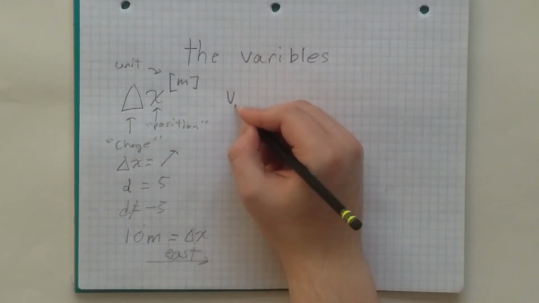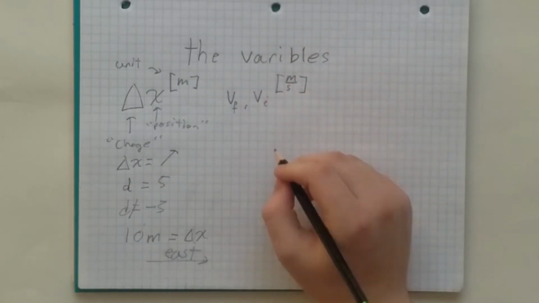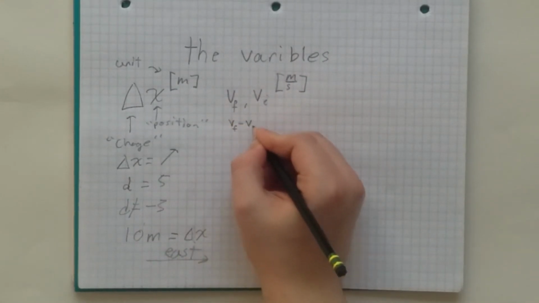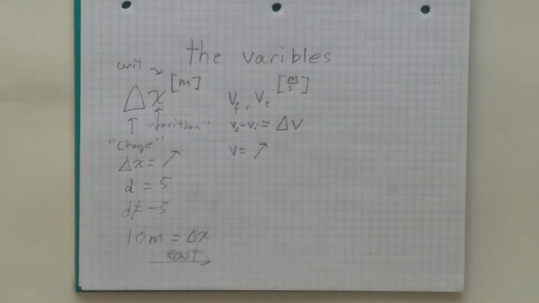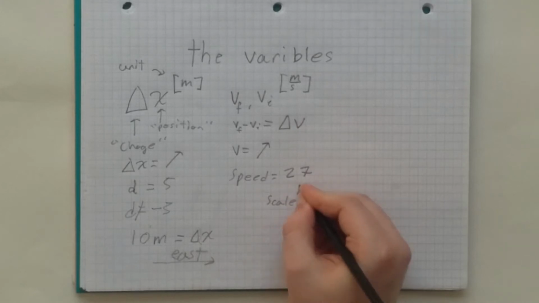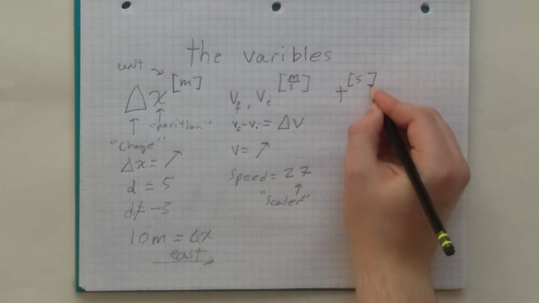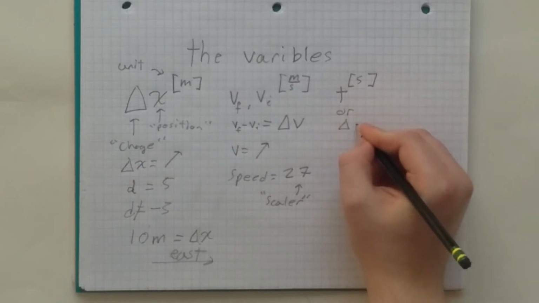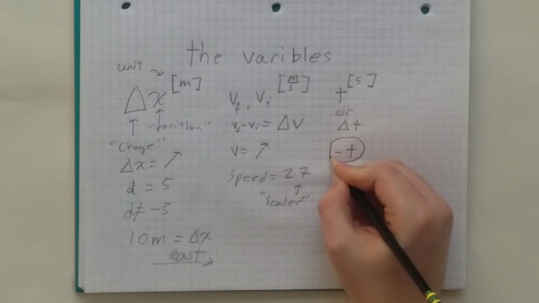Now the second and third variables are vi and vf, or initial velocity and final velocity. Initial velocity is your velocity right when you start, and final velocity is when you finish. They are both basically just speed, except velocity is a vector and speed is a scalar. The fourth variable is t, or time. Technically, when you use t in an equation, it actually means your change in time, or delta t. Also, just so you know, you can't have a negative time.